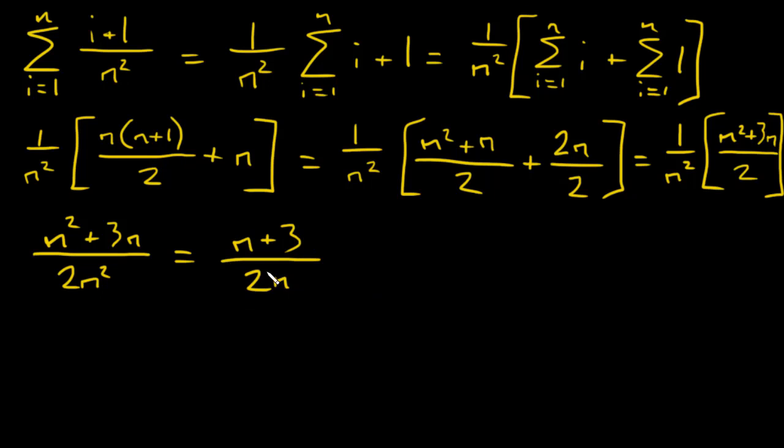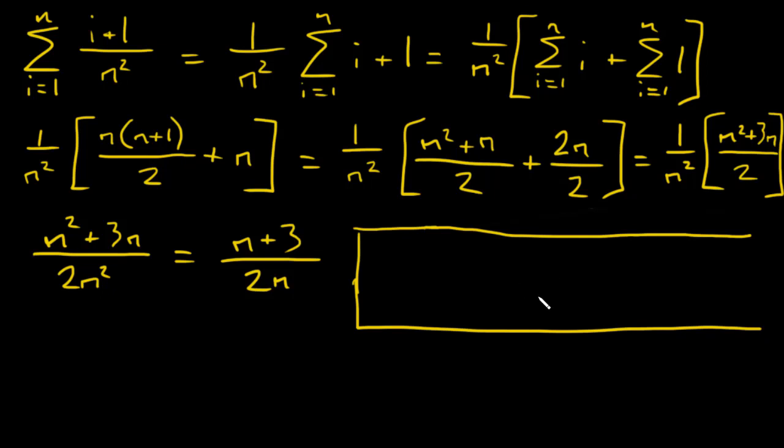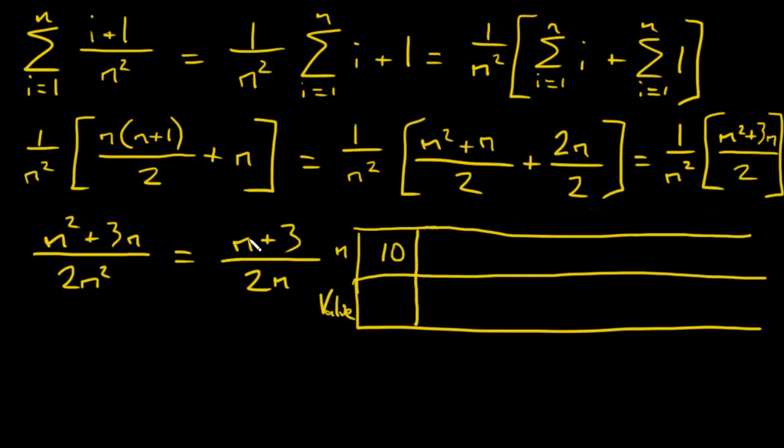Now, why did I do all that work? Well, I'm going to make a table. And my table just went off the rails. Let me try that again. I can draw a straight line or an approximation, I think. Alrighty. So, I'm going to have n and a value. Okay. I want to start off. Let's let n equal 10. That would be 10 plus 3, 13, divided by 20. That's going to be 0.65. Okay.